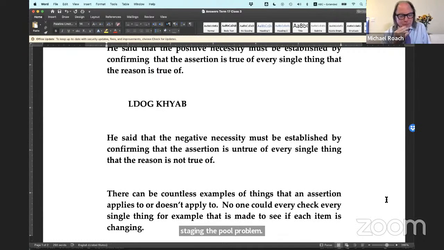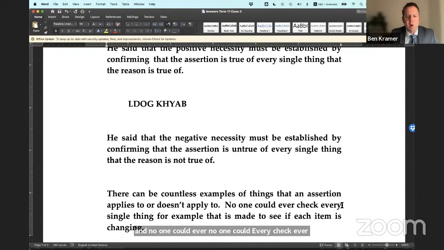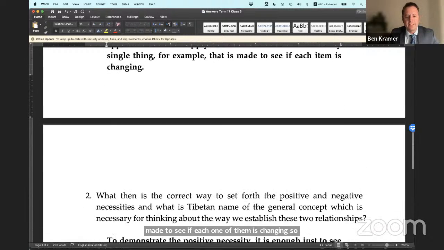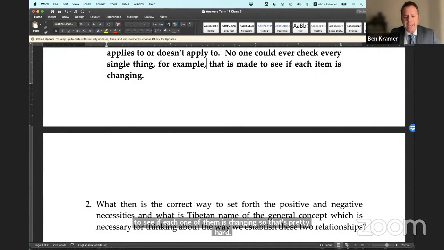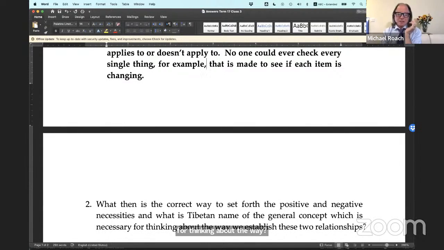So there can be countless examples of things that an assertion applies to or doesn't apply to, and no one could ever check every single thing, for example, that is made to see if each one of them is changing. So that's pretty hard. What then is the correct way to set forth the positive and negative necessities? And what is the Tibetan name for the general concept which is necessary for thinking about the way we establish these two relationships?